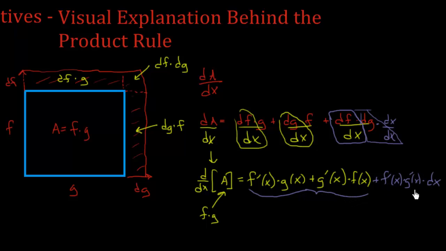So what about this? Well, remember that this is a slight change in x. All right, and so when you do this slight change in x, this is essentially 0. So basically what we're saying is that this term doesn't matter. And so what's left is the product rule.